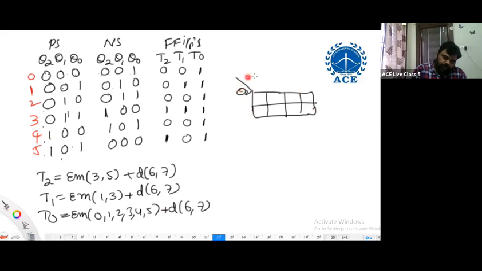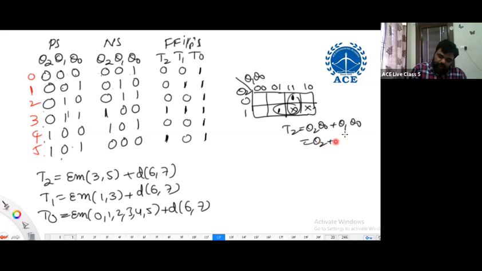For T2, the minterms are 3 and 5, and 6 and 7 are don't cares. This is one grouping, and this is the second grouping. Then T2 is equal to Q2 Q0 plus Q1 Q0, which is nothing but (Q2 plus Q1) and Q0. What about T1? Let us see the T1 expression.